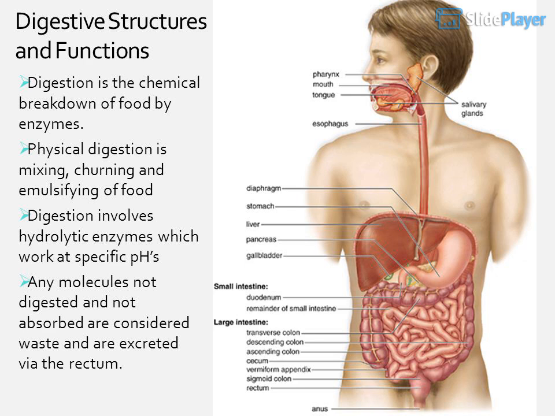Digestion is the chemical breakdown of food by enzymes. Physical digestion is mixing, churning and emulsifying food. Digestion involves hydrolytic enzymes which work at specific pHs. Any molecules not digested and not absorbed are considered waste and are excreted via the rectum.